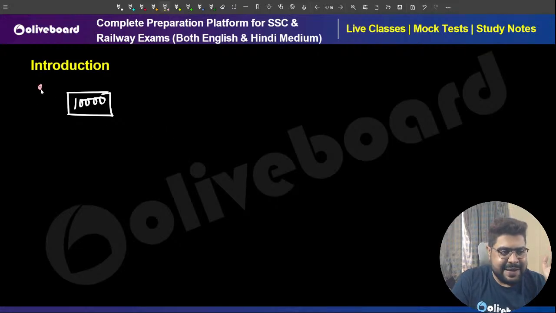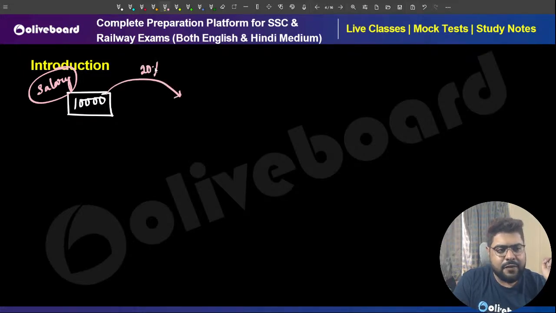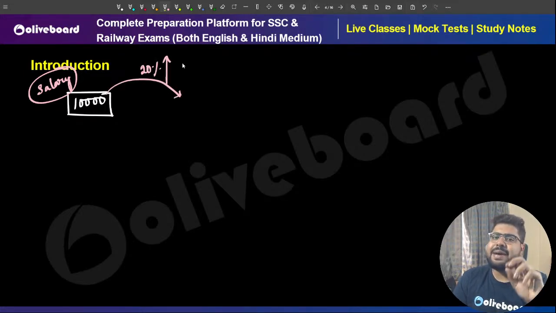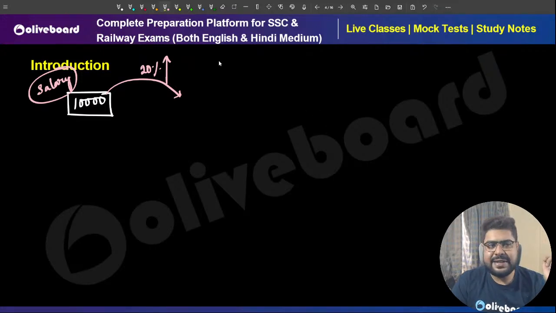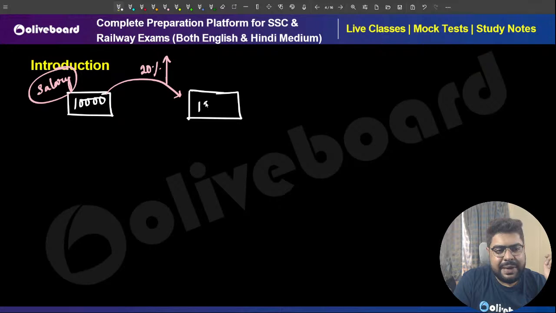So this is my salary. Now, I got an increment of my salary of 20%, meaning my salary increased by 20%. What is going to be my salary? You will say my new salary will be 12,000.